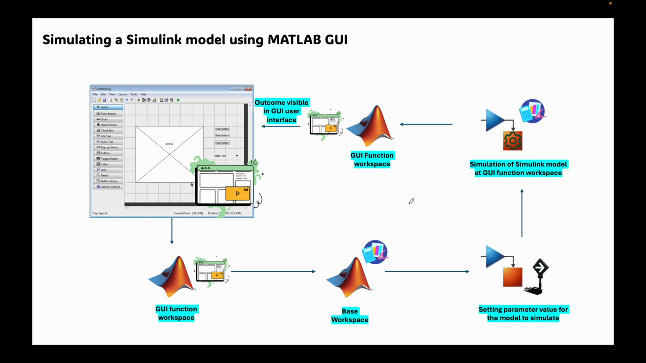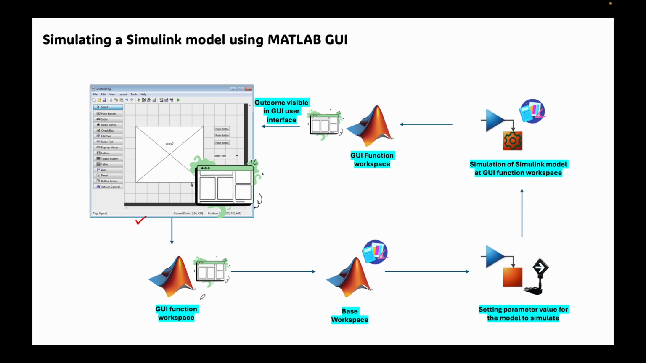The use case of this particular implementation is that you have a Simulink model. In that Simulink model, suppose you want to change the parameters. By changing those parameters, you can simulate the model and see how the model is behaving based on the change in the parameter. So for example, we will be designing the front end or the interface part of the GUI.